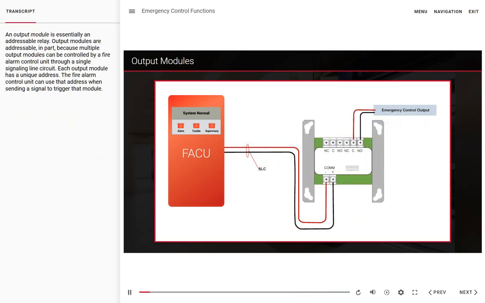An output module is essentially an addressable relay. Output modules are addressable, in part, because multiple output modules can be controlled by a fire alarm control unit through a single signaling line circuit. Each output module has a unique address. The fire alarm control unit can use that address when sending a signal to trigger that module.